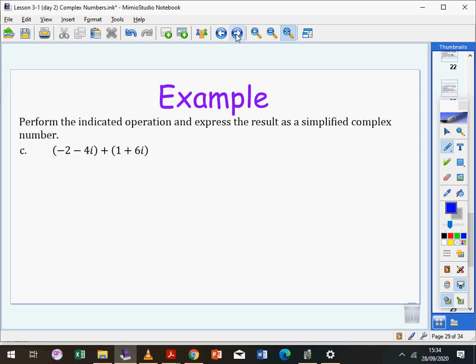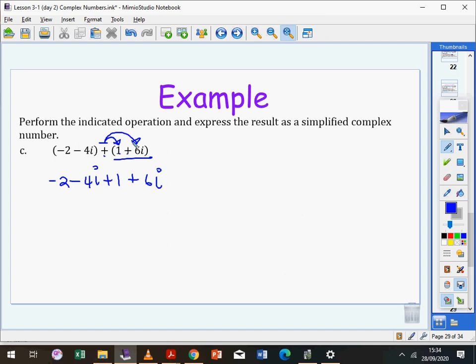Again, performing the indicated operations and simplifying the complex number. This one, negative 2, I'm just simplifying and collecting like terms. Negative 2 minus 4i plus 1 times positive 1. A positive times a positive is still a positive. I'm doing that because if this was a negative, some people could have just written this out instead of bringing it in to each of the terms. So that's just something you should know.